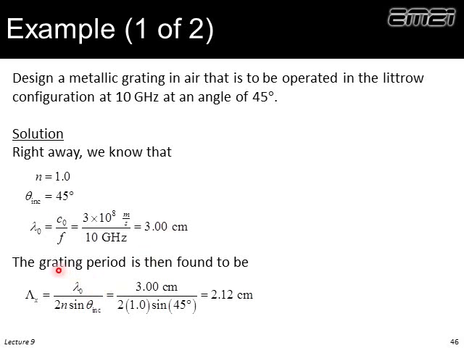Well, now we have our equation for the conditions for our Littrow grating. We can calculate what the period needs to be, and it turns out the period needs to be 2.12 centimeters. So if we have a metal grating with period 2.12 centimeters, and we have an incoming wave at 45 degrees, the +1 order mode will be diffracted in that same direction at 45 degrees.